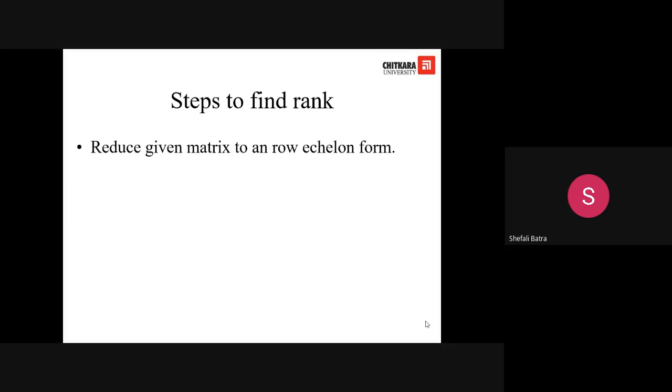Steps to find rank. How to find the rank of a matrix? First, reduce the given matrix to a row echelon form and then find the number of non-zero rows. That will give you the rank of the matrix.